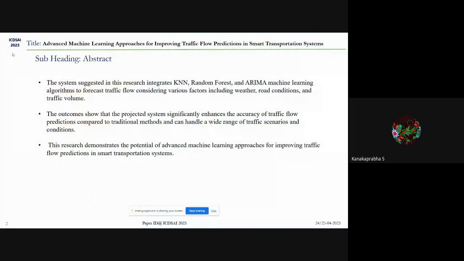In this proposed system, we are using three types of algorithm: the KNN algorithm, random forest algorithm, and the ARIMA machine learning algorithm. We are comparing the three algorithms. The best result is produced by the random forest algorithm, which produces 95% of traffic flow consideration. The main motivation of our paper is improving accuracy, real-time monitoring, optimization of traffic flow, and cost efficiency.